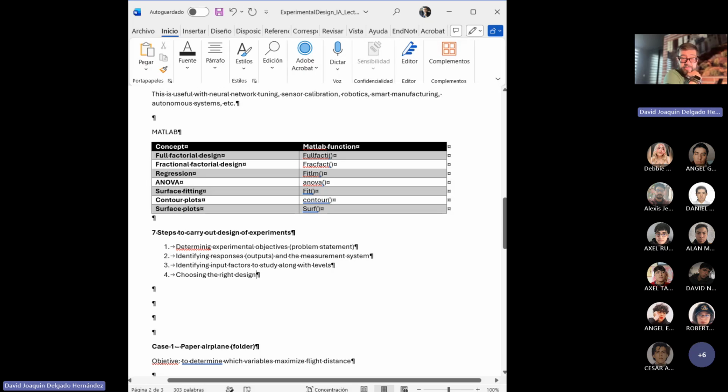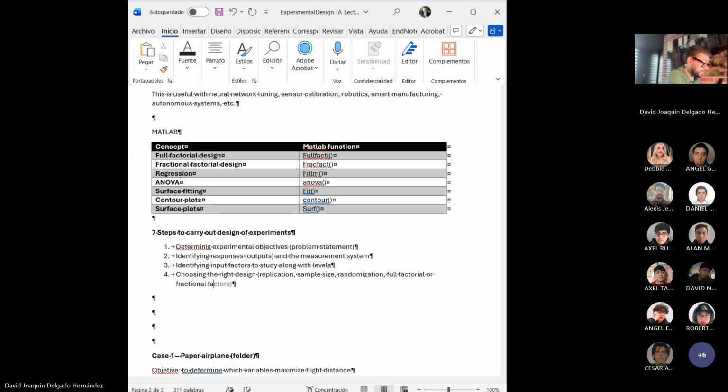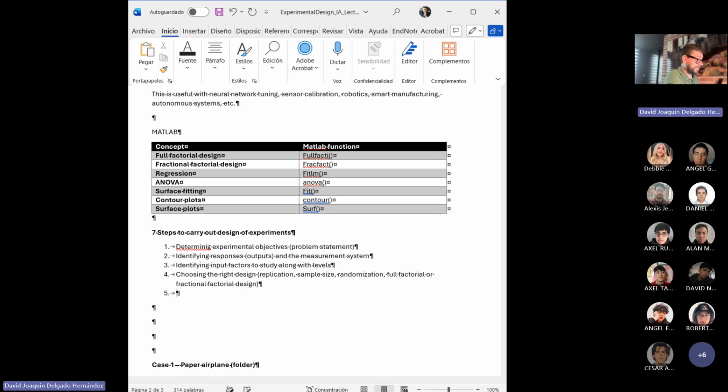Here we have to look at some things such as replication. We have to look at sample size. Another thing is randomization. Full factorial or fractional factorial design. Okay, perfect. Number 5 is running the experiments.